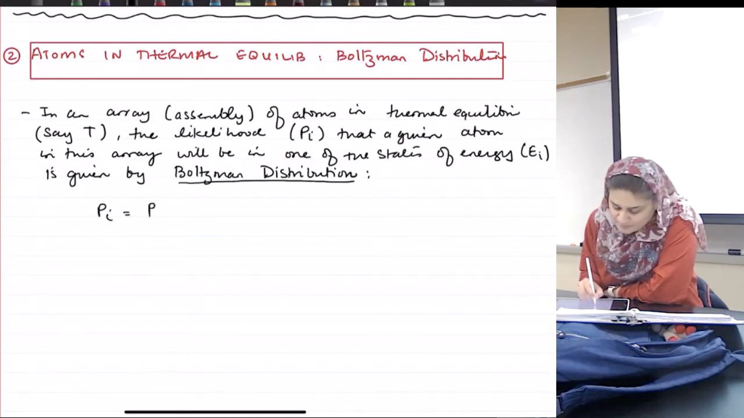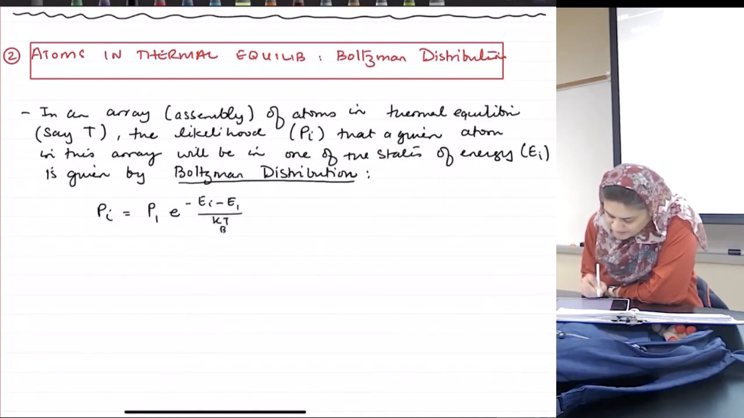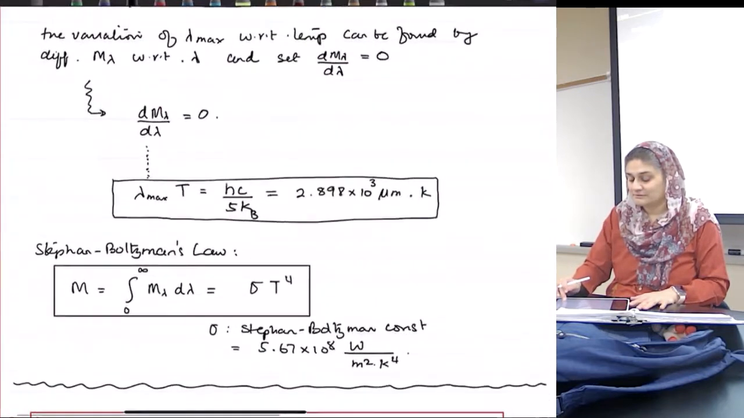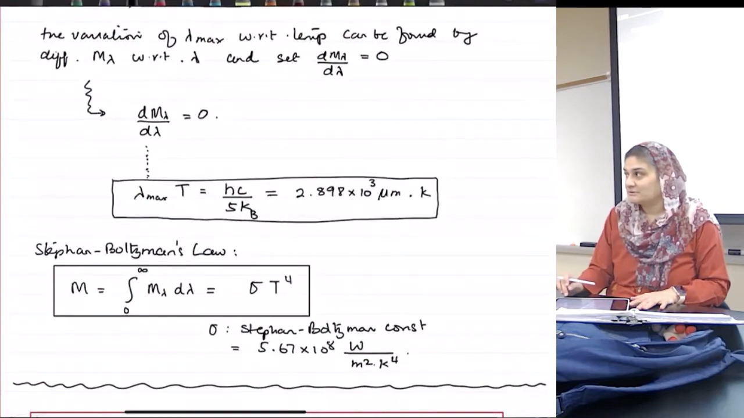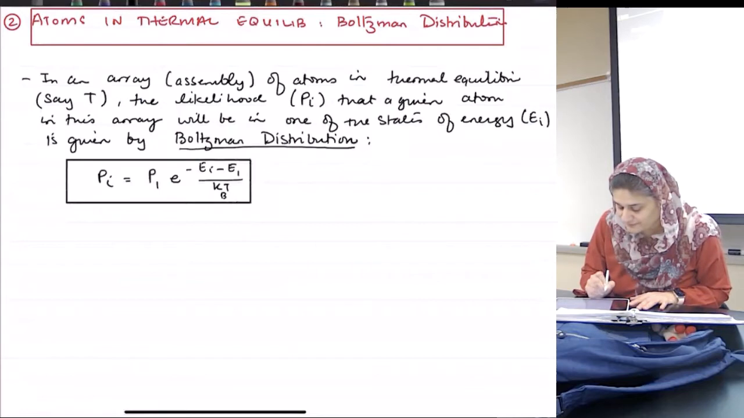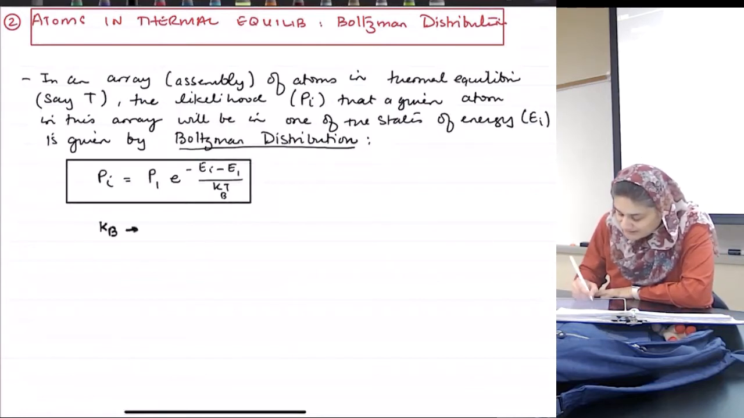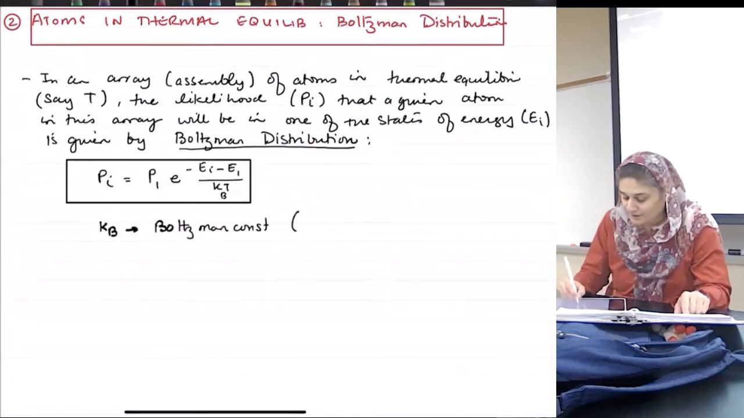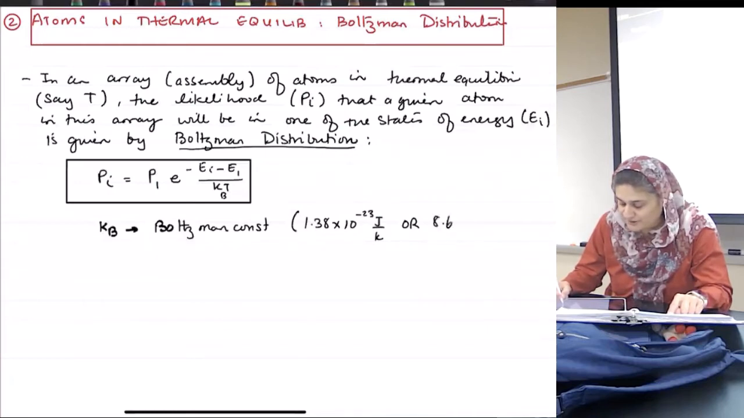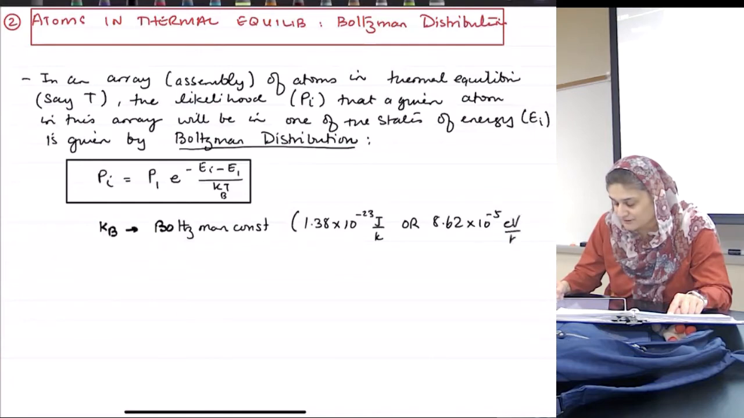Pi equals P1 or P0 e to the minus Ei minus E1 divided by kT. Sometimes also subscript kBT. Where, do you remember where kB came from? We did it here. And now I'm going to define it for you. Ready? kB, well, let me put a box around this. This is kind of important. Okay, where kB is called the Boltzmann constant with a value of 1.38 times 10 to the minus 23 joules per Kelvin, or 8.62 times 10 to the minus 5 electron volts over Kelvin.